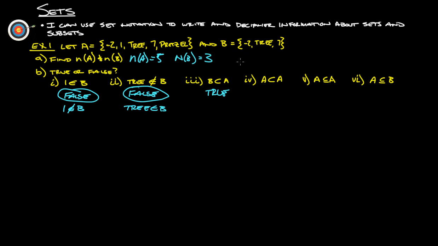Is A a proper subset of A? So is everything in A also in A? Yes, but since they're the exact same set, in order for it to be a proper subset, the second one has to include something that the first does not have, so that would be false. And then is A a subset of A? Everything in A also in A? Yes, that would actually be true, because everything in A is also in A. The only reason why the proper subset is false is, again, the second one has to have at least one other thing that the first one does not have.